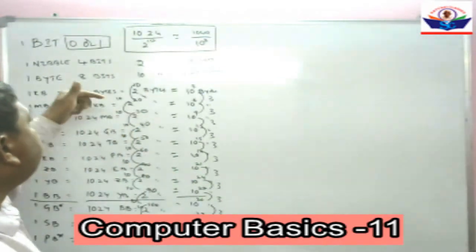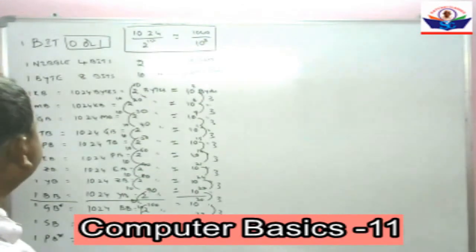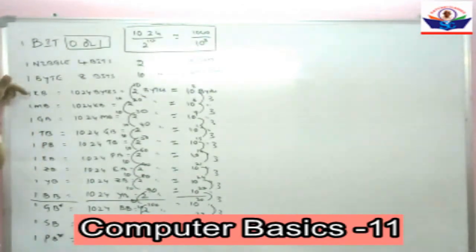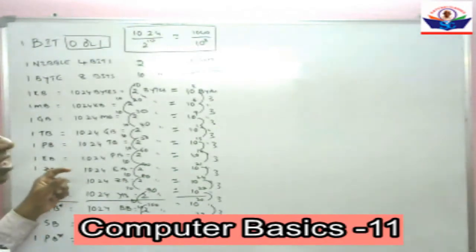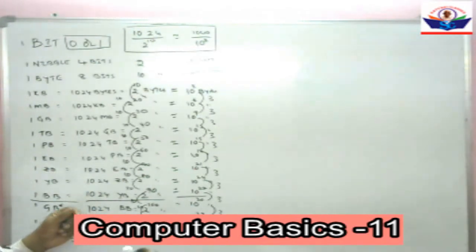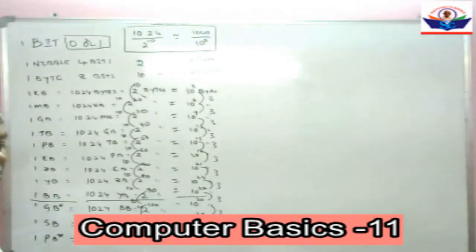By using these binary digits, everything, nibble, bytes, kilobyte, is formed. So, bit is the basic unit for memory. We will continue in the next class.